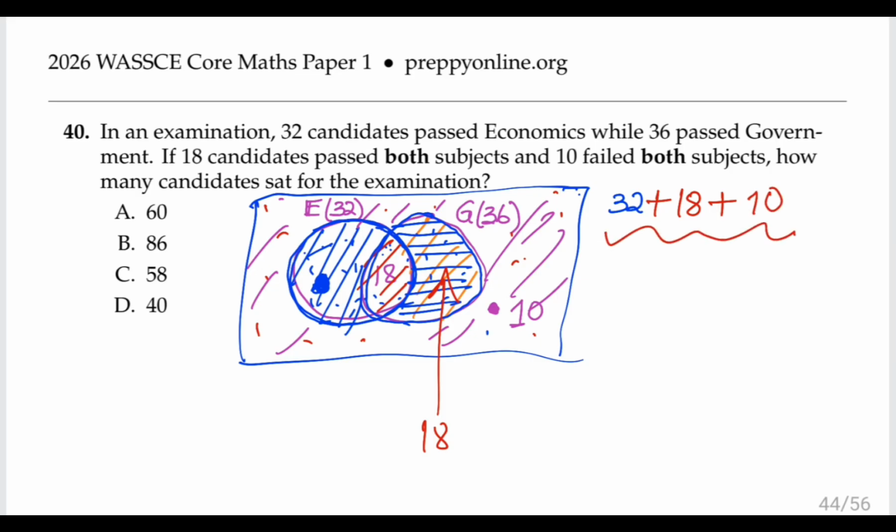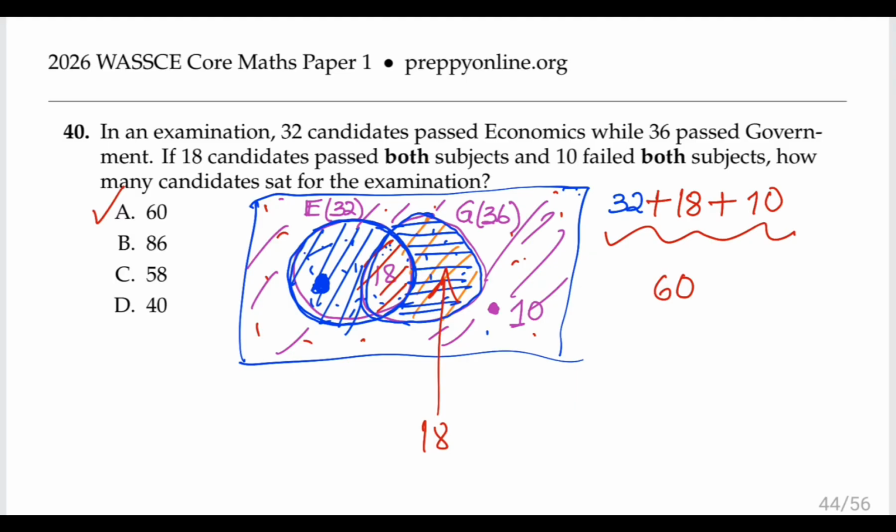So this is the sum we are looking for. 32 plus 18 plus 10. 32 plus 18 is 50 plus 10 is 60. So that gives our total as 60, which is A.